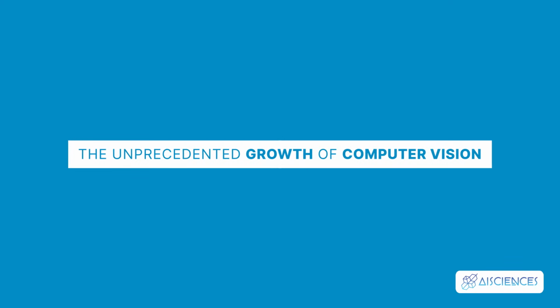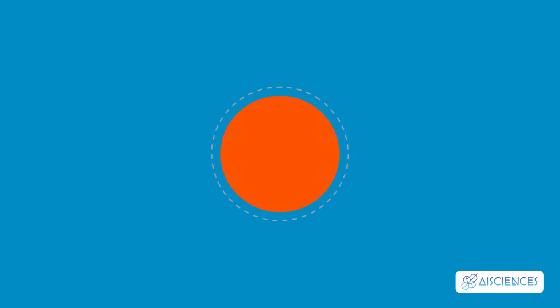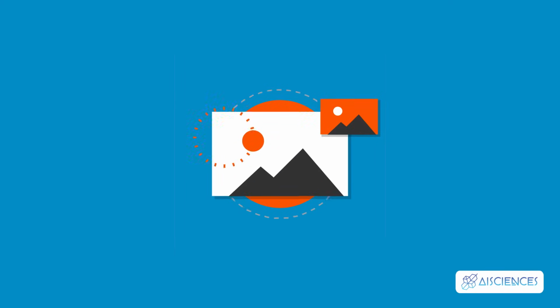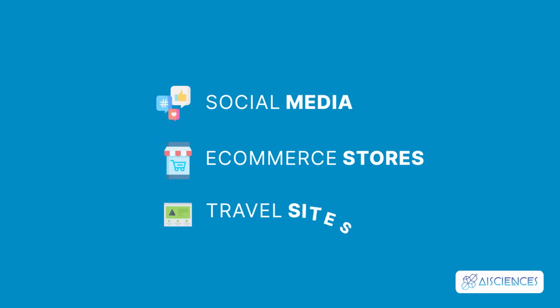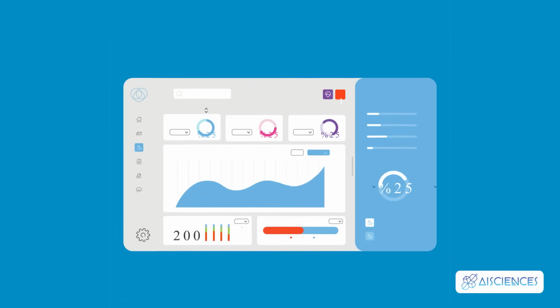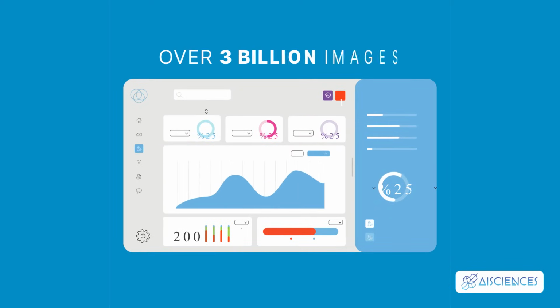The unprecedented growth of computer vision. Images dominate the internet today. They are everywhere: social media, e-commerce stores, travel sites, and more. But along with an enormous amount of visual data, over 3 billion images are shared every day, we also have easy access to the computing power needed to analyze this data.